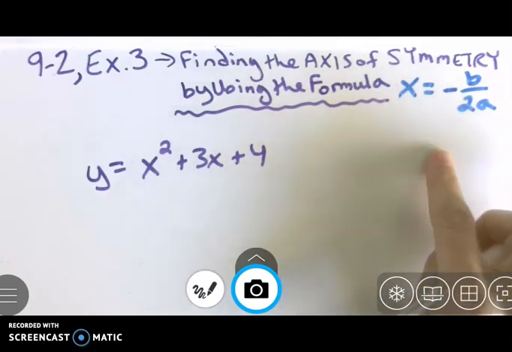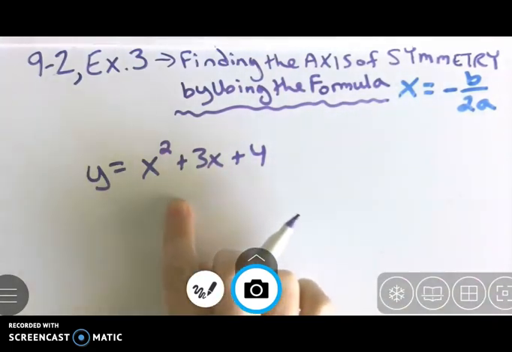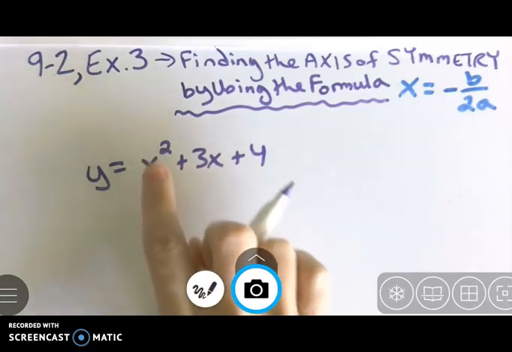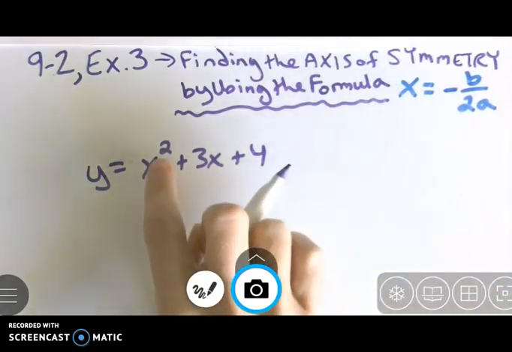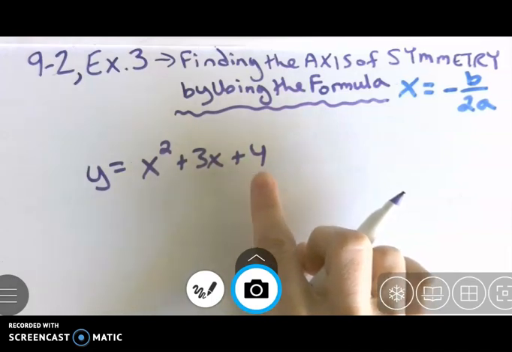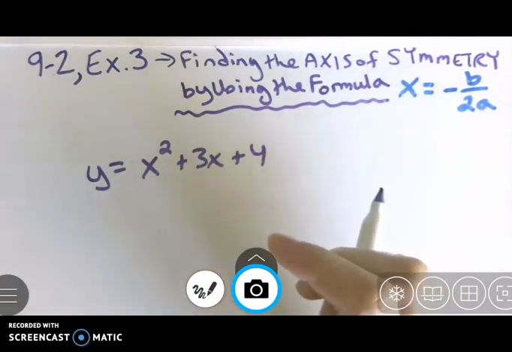The first thing you need to do is always make sure your quadratic function is in standard form. Standard form is when our exponents go in descending order from left to right. So I have x to the second, x to the first, and then my constant, that's my number without x or any variable, comes at the end. So this is in standard form, so that works out great.